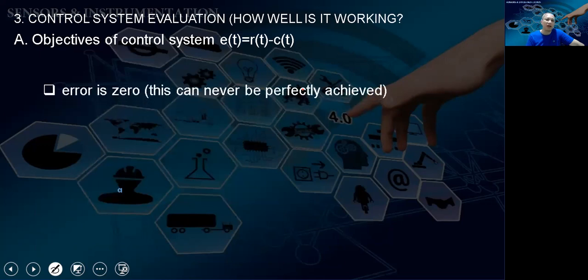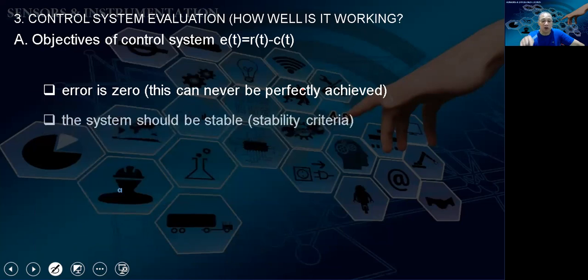Okay, now let's look at the objective of E(t), the R minus C. So E(t) is error, equals R, the reference, minus C, the control variable. So what we desire is error is 0. Even though I know in certain systems this can never be perfectly achieved, it can be 0 with plus minus some accuracy. Of course we can do that. But the idea is to get the error as small as possible.